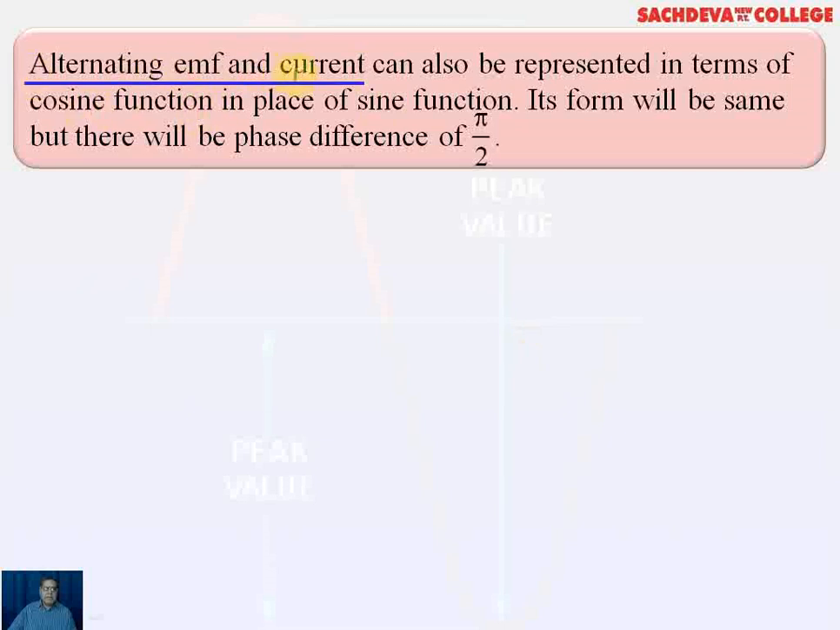Alternating EMF and current can also be represented in terms of cosine function in place of sine function. Its form will be the same, but there will be a phase difference of pi by 2, or there will be some path difference. Path difference is always represented in terms of wavelength, whereas phase difference is always represented in terms of pi. Pi is always expressed in radians, so pi by 2 is 90 degrees.